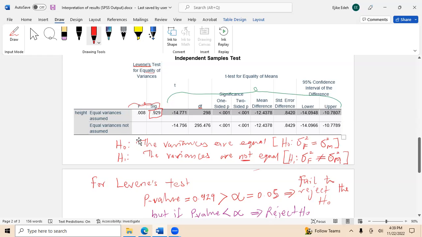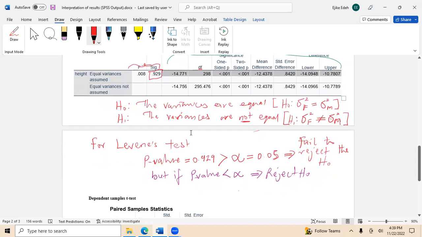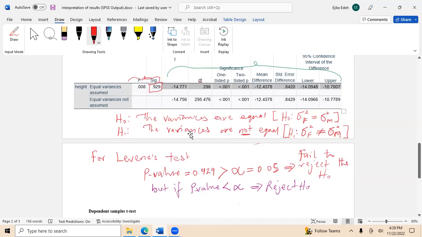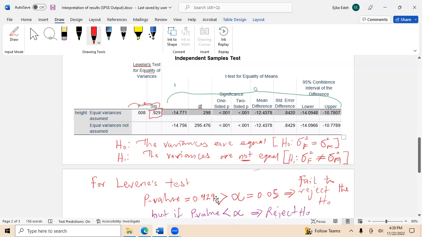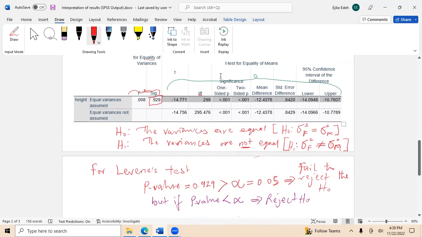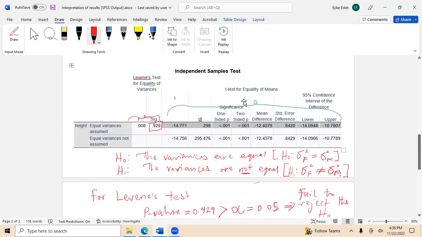Okay. So how do we interpret this? There will be questions on exercise 3 to make you answer questions on variances the way I just explained it here. But how do we interpret the t-test results on the right-hand side? Okay.